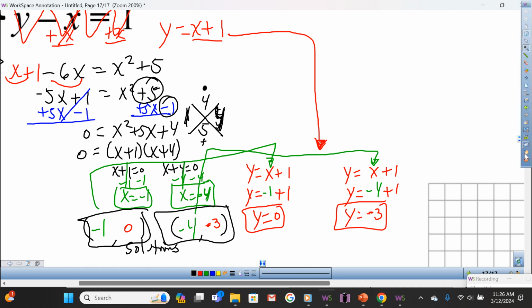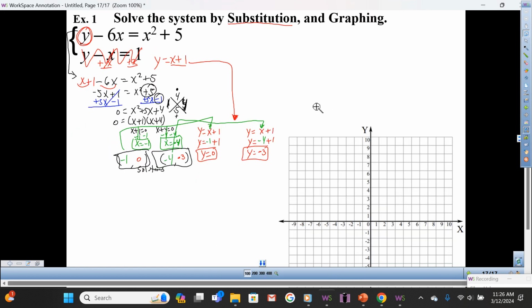But where did that come from? Once again, let me zoom out. Where did that come from? From the system. So remind your neighbor, when we come up with a solution of a system, what does that mean? Tell your neighbor, please, what does that mean? What does that mean? Clarissa, what does that mean?